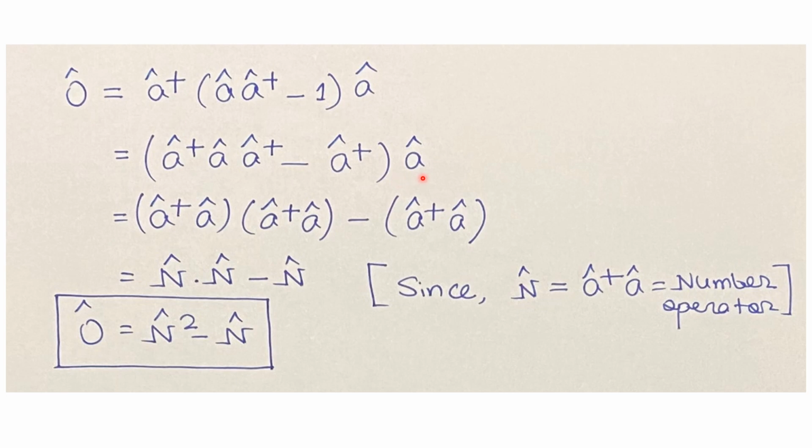Then we can multiply this a cap from the right hand side. So we'll get a cap dagger a cap times a cap dagger a cap minus a cap dagger a cap. So we have taken this a cap dagger a cap in the parenthesis in each case. Now we can identify this a cap dagger a cap is basically our number operator, that is the n cap operator. So we'll write this as n cap times n cap minus n cap. So basically our O cap operator in terms of the number operator is n cap square minus n cap.